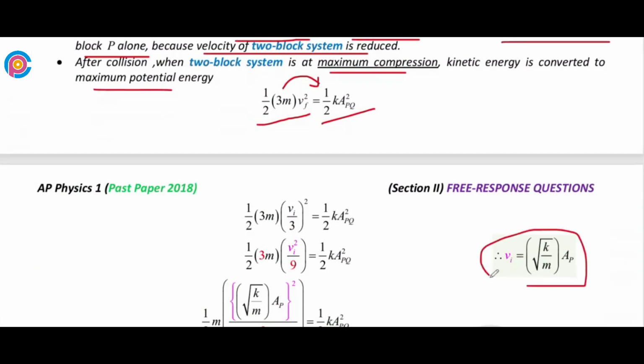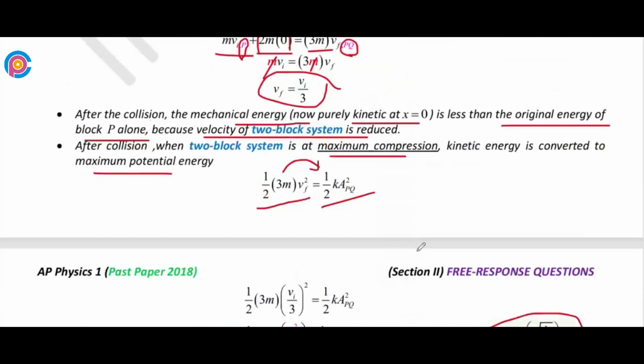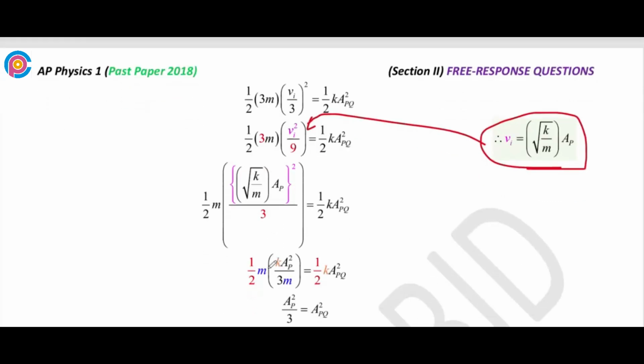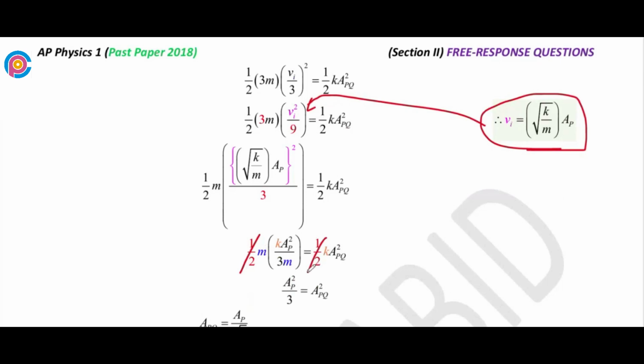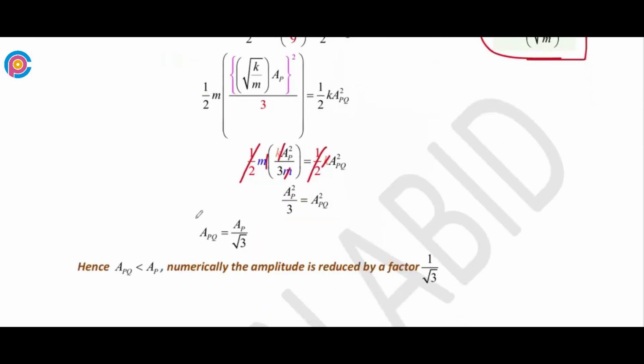From the earlier discussion, Vi is equal to square root of k by m times AP. So this value can be placed here, taking the square of the whole value. Now 1 by 2 cancels 1 by 2, k from k and m from m. Remaining, APQ square is equal to AP square by 3. So APQ is equal to AP by square root 3. We can say APQ is less than AP. Numerically, the amplitude is reduced by a factor of 1 by square root 3.